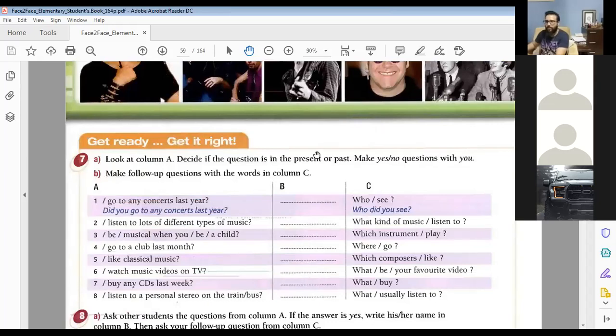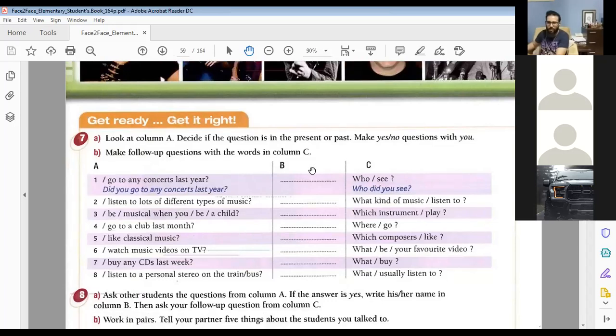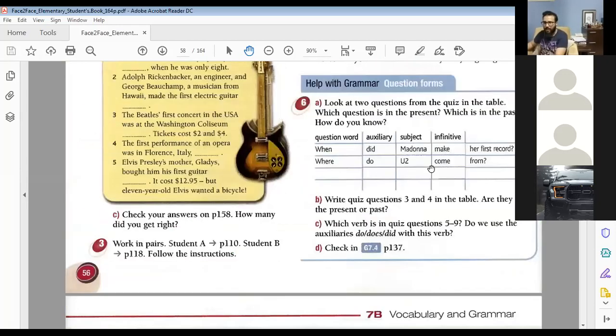Okay, so get ready, get it right. Here we want to make yes-no questions, and of course, we want to use the question words we used, okay? So look at column A, decide if the question is in the present or the past. Yes, you remembered the topic. We also talked about the difference between the past simple and the present simple, and we talked about the only real difference. Who can tell me what's the only difference between the present simple and the past simple?